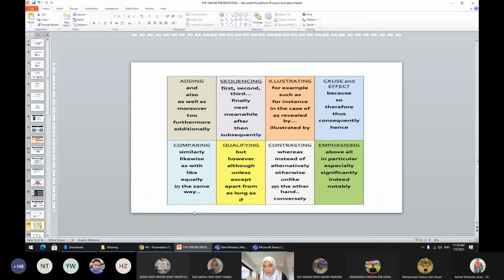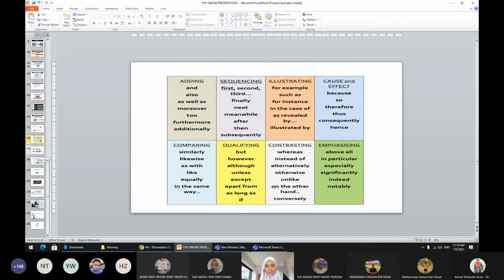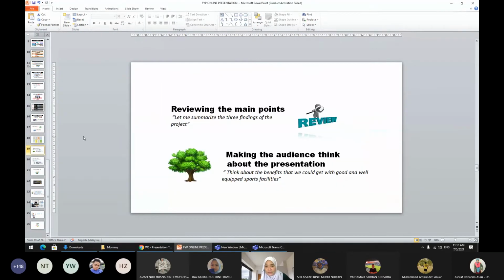Okay, so clear? You can apply all this when you want to add something, when you want to sequence your points, when you want to illustrate something, show cause and effect, compare, qualify something, make comparison and contrast, and when you want to emphasize something, you can use some of the words illustrated here. Okay guys, a little more, bear with me. Right, so that's pretty much about signposting and discourse markers.